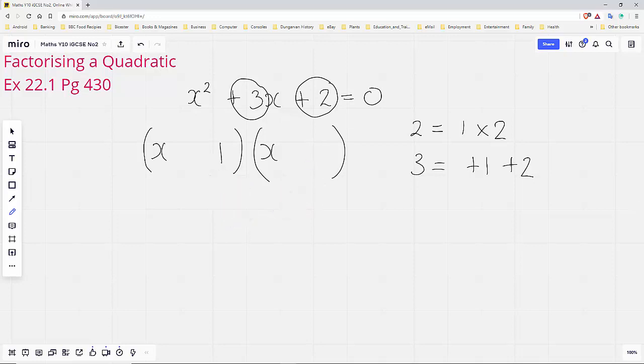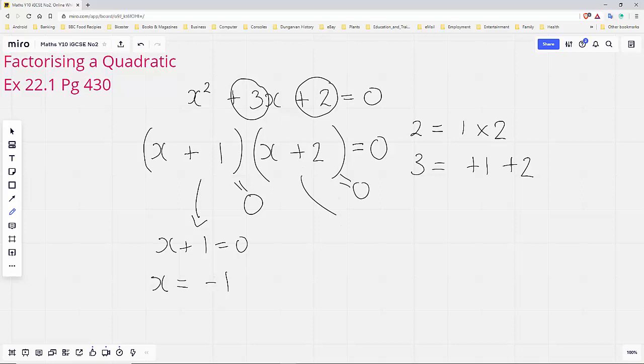So let's put the 1 in here, plus 1, and a plus 2, and of course we make the whole thing equal to 0. So this is going to give us a solution that x plus 1 equals 0 if this whole factor here sums to 0. Therefore x is going to be equal to minus 1, that is taking 1 away from both sides. And for this one here, if x plus 2 is equal to 0, therefore x is minus 2, taking 2 away from both sides. So there's our two solutions. Easy peasy, I think.